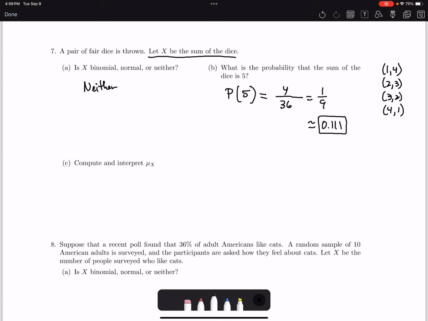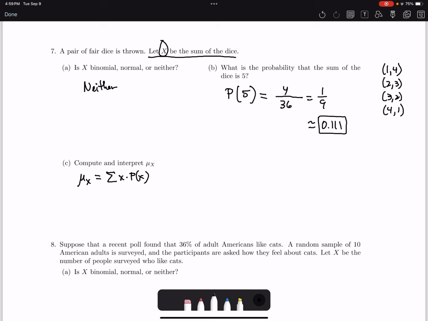Okay. Now part C says to compute and interpret mu sub x. And oh boy, once again, this is an unfortunate scenario because x in this case is not a special distribution, and so we don't have a shortcut for computing mu sub x. We have to use the long version of the formula, right? We have to say, well, mu sub x is going to be the sum of x times p of x.